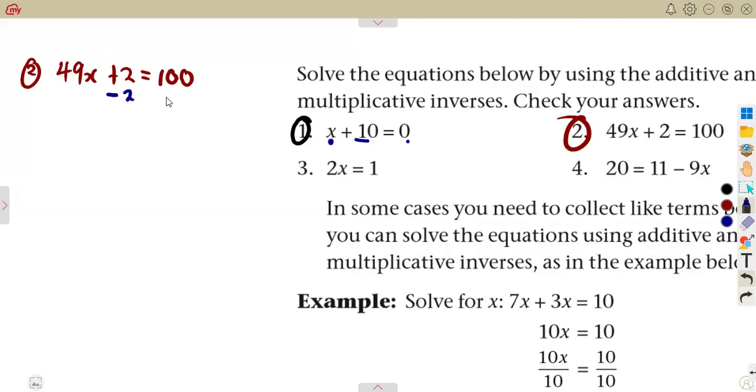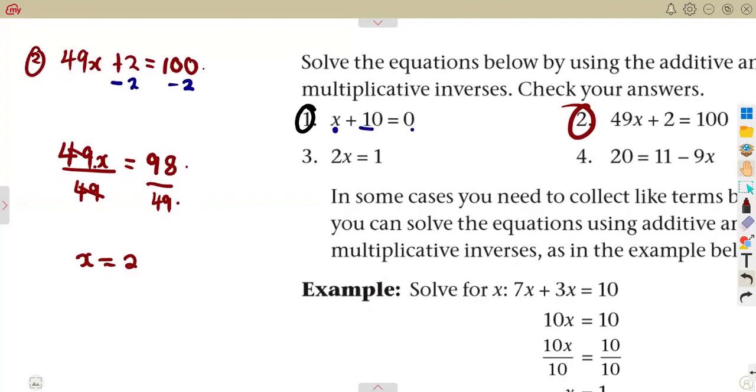So subtract a 2 this side, subtract a 2 this side, meaning to say we are going to have 49x. Remember, 2 minus 2, that's a 0. Then 100 minus 2 is going to give us 98. Now, we are at the multiplicative. We are multiplying, so you're going to need the inverse. So you divide by the number that is given, which is 49. Divide by 49, divide by 49 this side. So that means our x was going to be 98 divided by 49, which is a 2. That is the concept. So you can solve as many questions as you can.